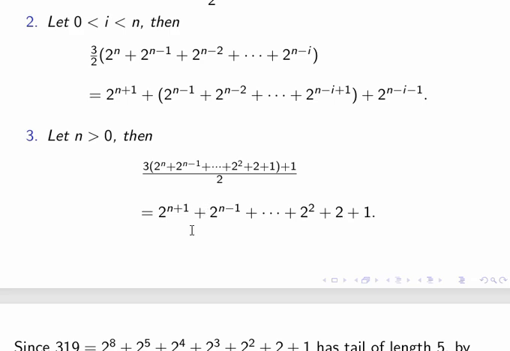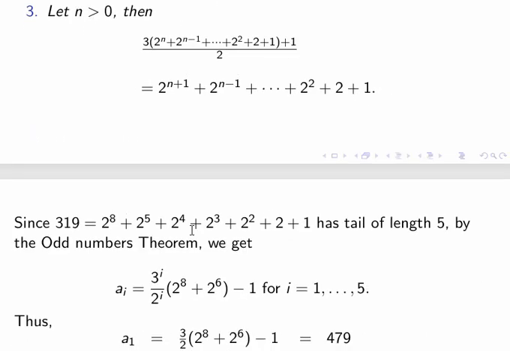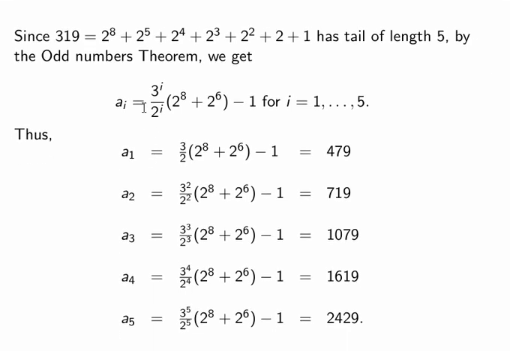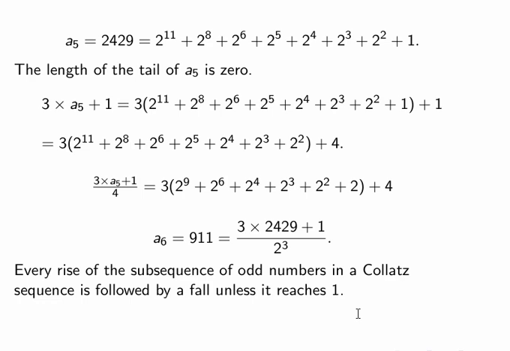Okay, now let's take a look at an example. If you look at 390, it has a tail of length 5. So by the odd numbers theorem, this is the formula. So A1, A2, A3, A5, you see it's always increasing. Okay, and A5 should be a jump, 2429 is a jump. And then if you look at the binary representation of that, you see that the tail is just 1, and so the length is 0.